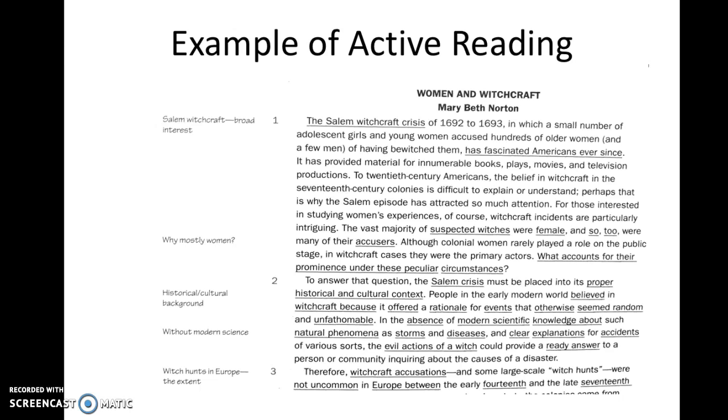Here's an example of active reading. It's just a passage of a text called Women in Witchcraft by Mary Beth Norton. And if you study it, what's working here is that not everything is underlined. Just keywords, phrases, occasionally maybe a lot of a sentence, but we usually will skip small words like and or for, okay? And if you look in the margins, there are also phrasal ideas. They're not even complete sentences. They're just thoughts gathering what the passage is talking about. There's even a question posed, why mostly women? And that's all you have to do, is just make it your own.